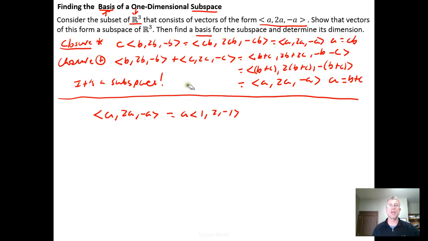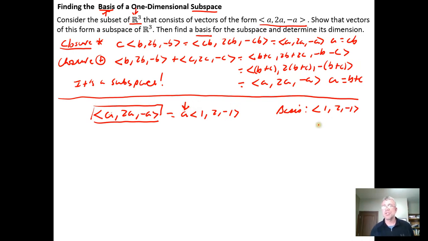So this is a very straightforward one where the basis is just a single vector. The basis for this subspace is just the vector (1, 2, negative 1), because every vector of the form a, 2a, negative a can be constructed from the vector (1, 2, negative 1) by multiplying it by the correct scalar.